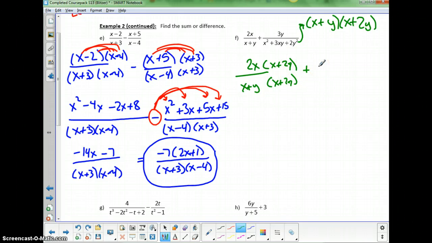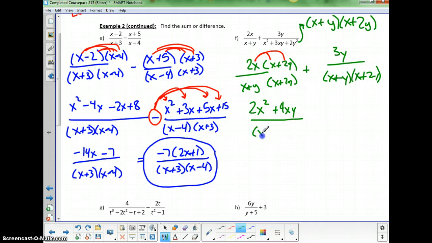Okay. Now it already has the common denominator for the second one, so we'll just copy that one down as 3y over x squared plus 3x, oops, I'm sorry, I want to copy down the factored version of that denominator. So we're going to use the x plus y, x plus 2y. Alright, so we'll distribute in the first numerator. So that gives us 2x squared plus 4xy over the common denominator of x plus y times x plus 2y plus 3y over x plus y, x plus 2y. They have the same denominator, so we're ready to add them.